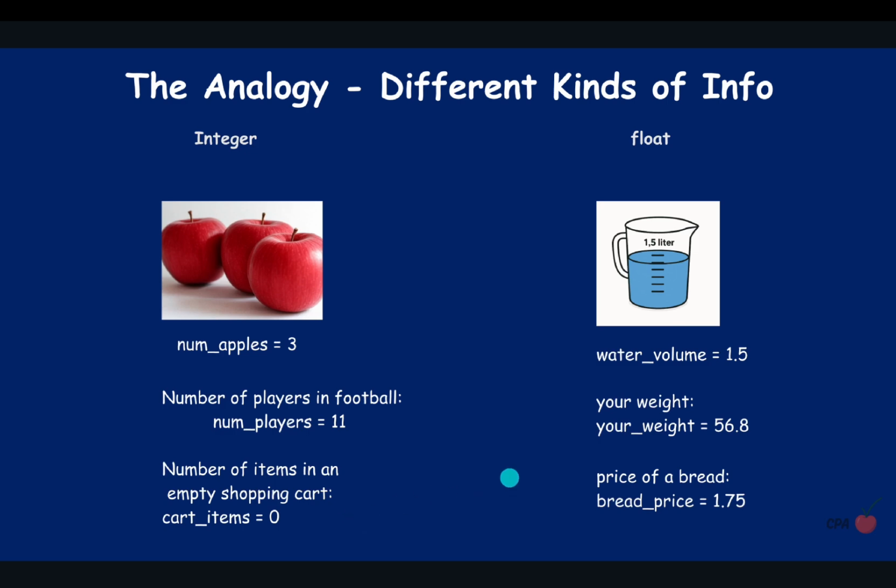And on the right, we have examples for float numbers. For example, the amount of water inside a glass could be 1.5 liter. So it's not a whole number, it has decimal. Or your weight could be 56.8 kilogram. Or as another example, you buy bread for $1.75. So these examples show two types of numbers: whole numbers, which we will call integers, and numbers with decimals, which are called float.